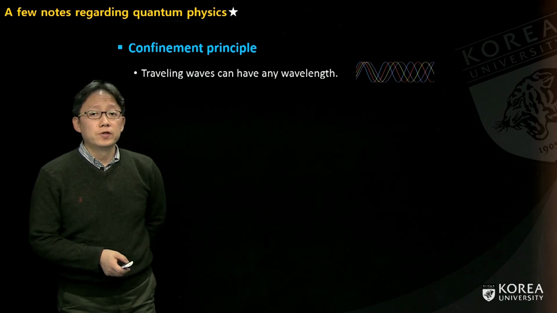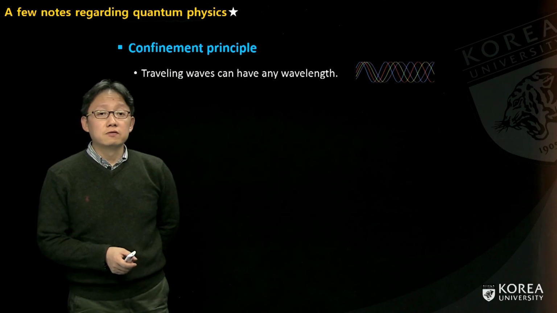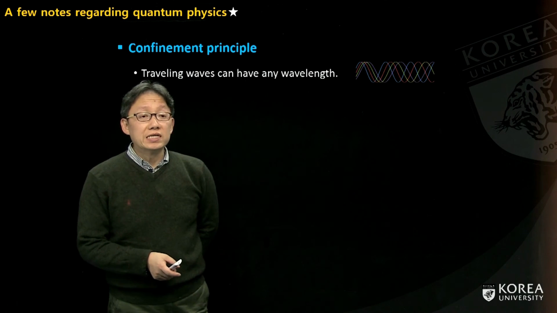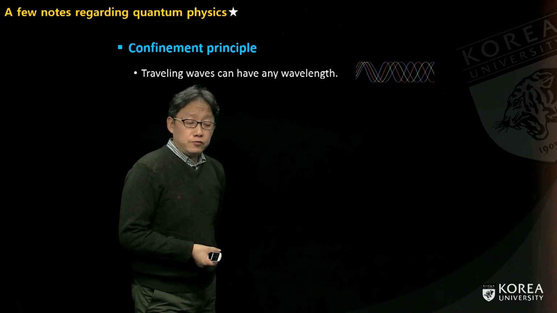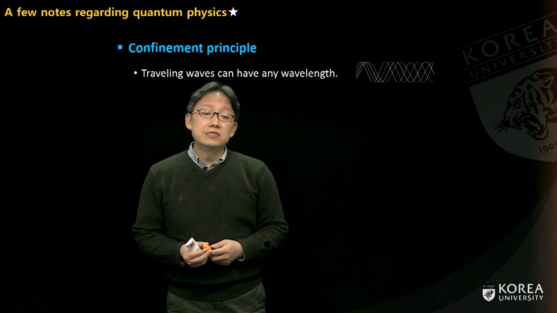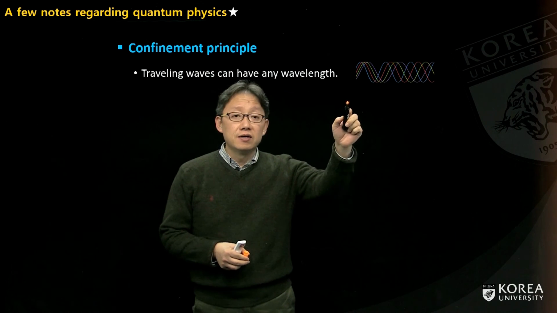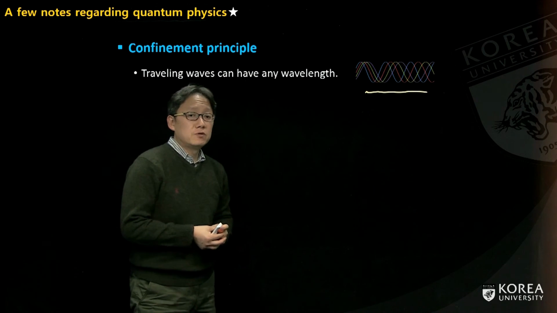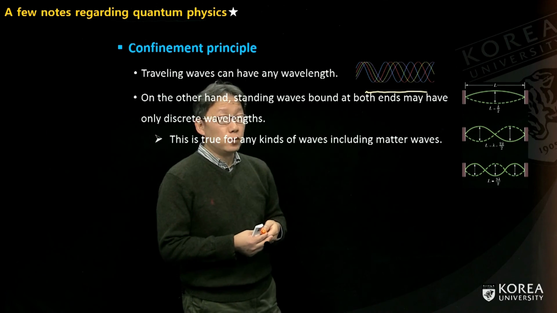Before we begin, let me mention two very important principles in quantum physics. The first one is the confinement principle. In this chapter, we are studying matter waves, which are anyway waves. And if you remember from what we have learned, traveling waves can have any wavelengths, just like many sine waves shown here. But once you have formed a standing wave by fixing both ends of the wave, it looks like this.